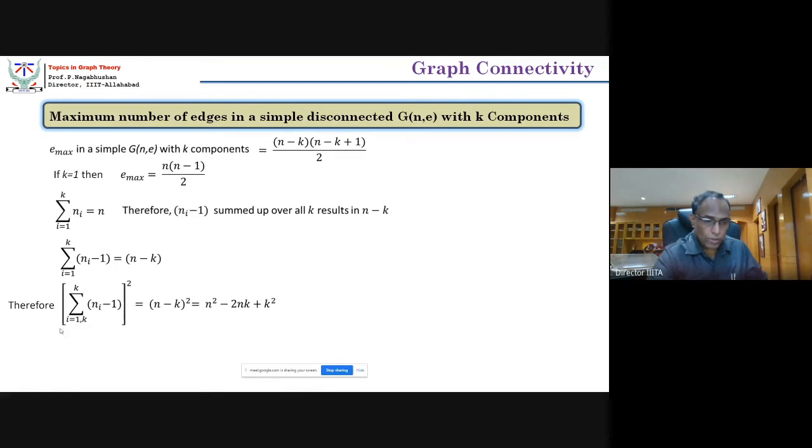So squaring both the sides. Therefore, if I square it, then it will be (n minus k) whole square. (n minus k) whole square is n square minus 2nk plus k square. Whereas when you square this, you should be careful. When you square this, there is a sigma, and that gives one sigma n_i square term.